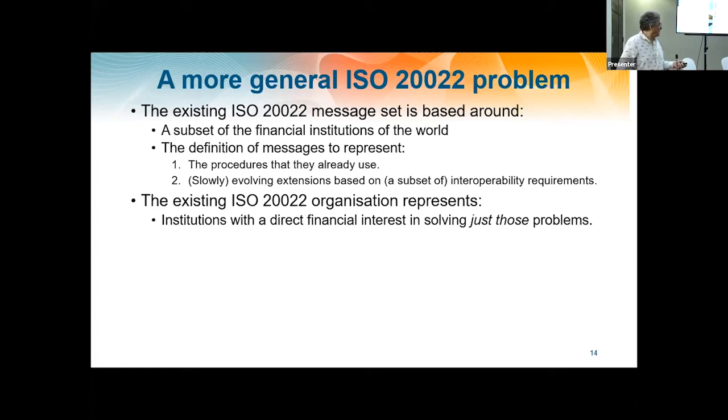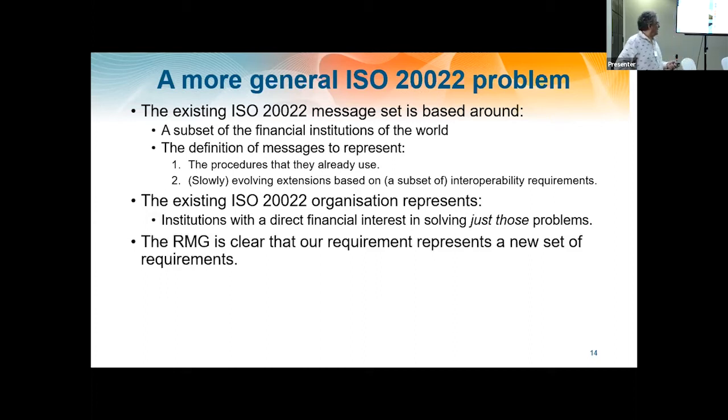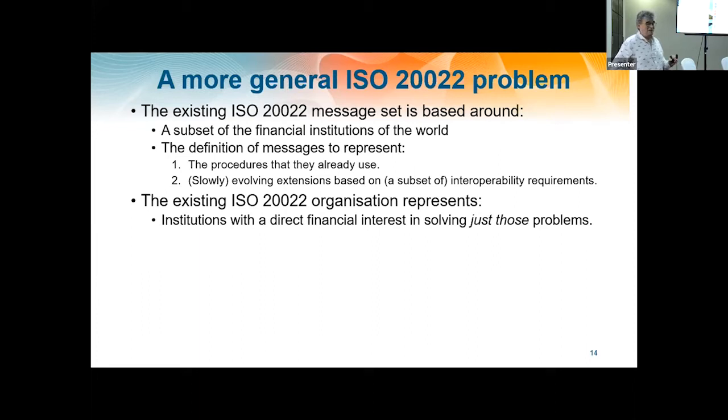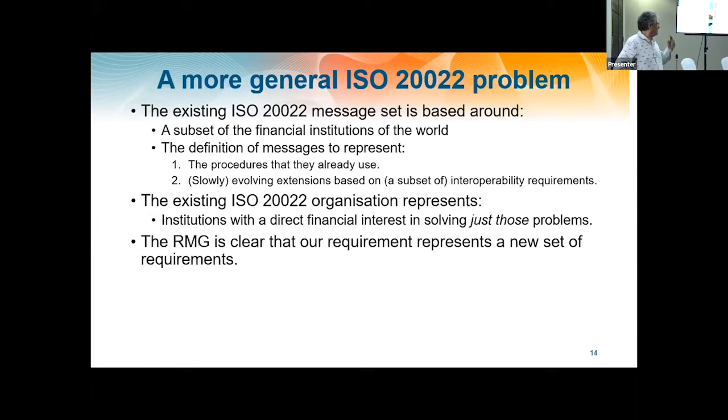Now, the problem here is that ISO is not a charitable institution. Institutions belong to it because they think there is some financial benefit to them in belonging. And they are only interested in the activities in the ISO organization that further those financial benefits. Now, it appears that not many international banks have a strong interest in supporting the deployment of Mojaloop systems. Curious that, but anyway. So the RMG is clear that our requirement represents something new in their world, something that they haven't seen before. They're not quite sure what it is, and that's partly because we haven't been very good at explaining to them in terms which make it easy for them to understand what's different about it.